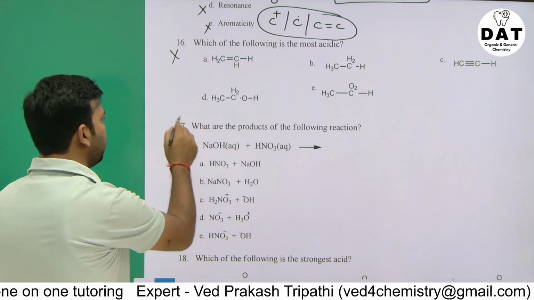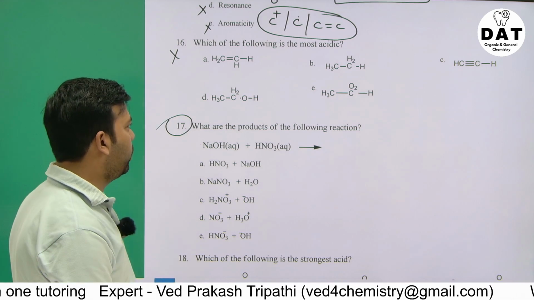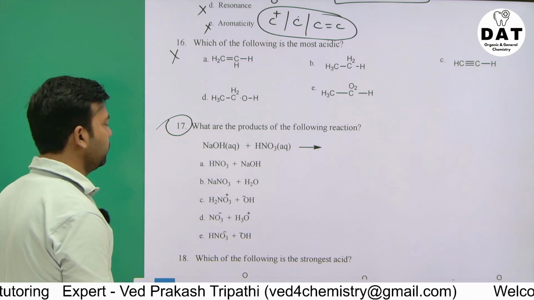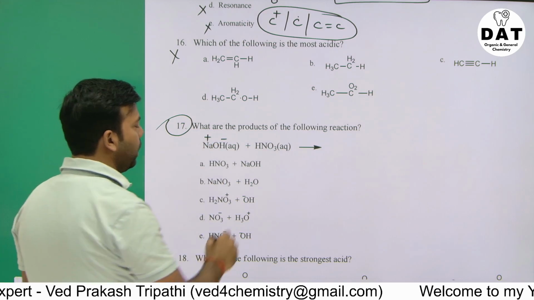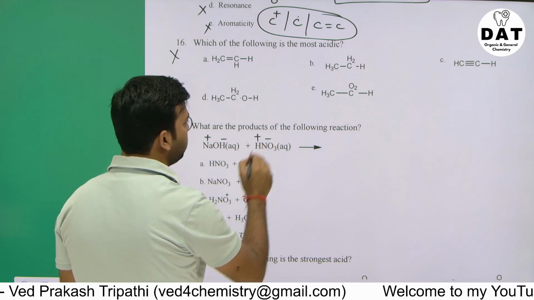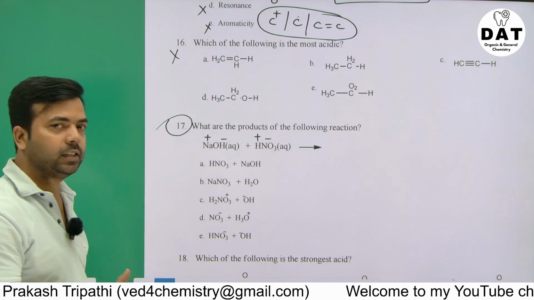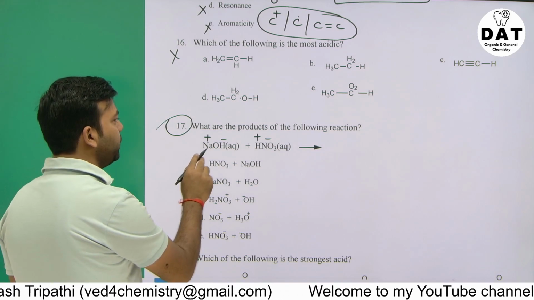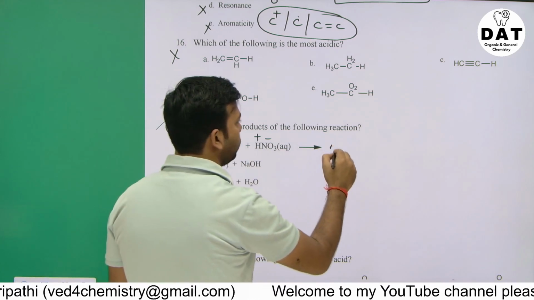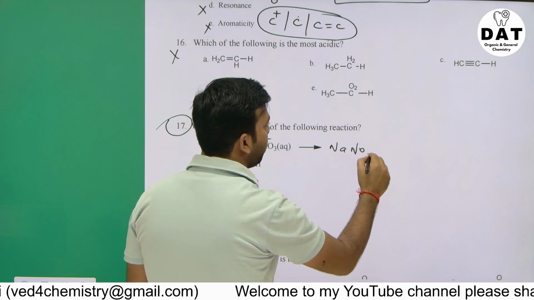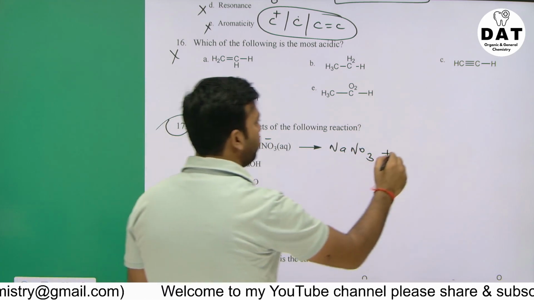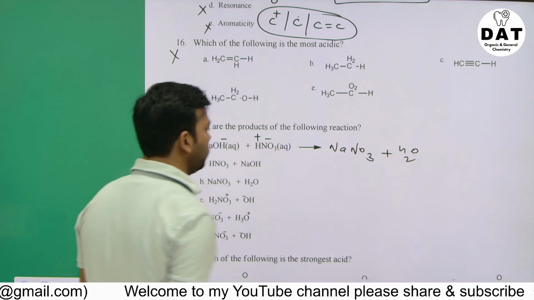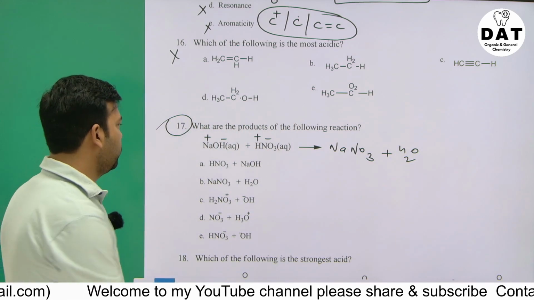Now move to the question number 17. What are the products of the following reaction? So we know that NaOH breaks down into Na plus and OH minus, and HNO3 breaks down into H plus and NO3 minus. Opposite charges attract each other. So Na is plus, NO3 is minus, so NaNO3, and OH minus and H plus will be H2O. So which option? NaNO3 and H2O is only option B.